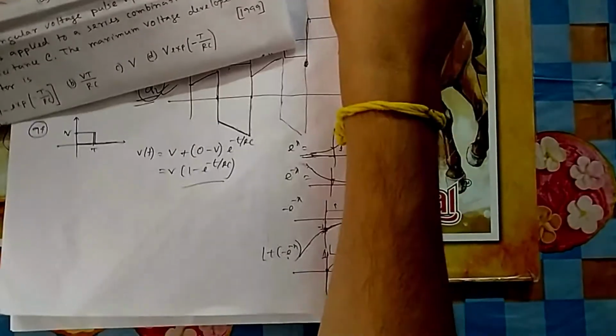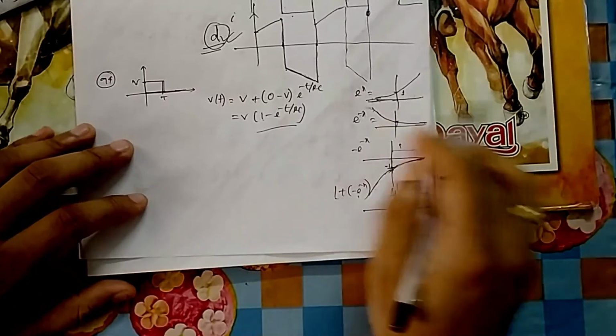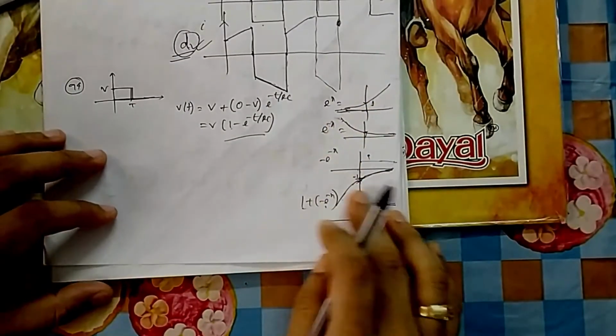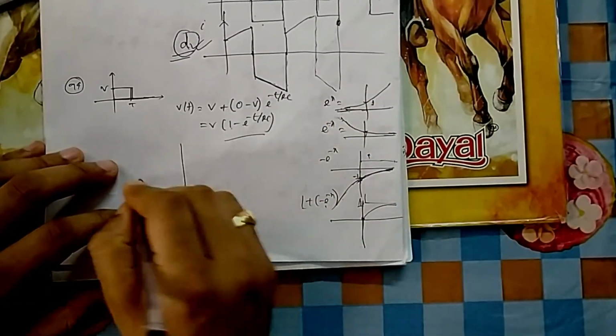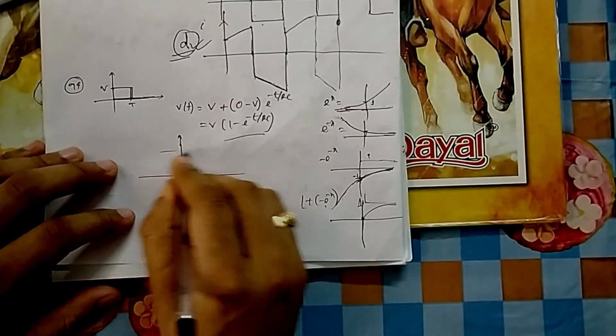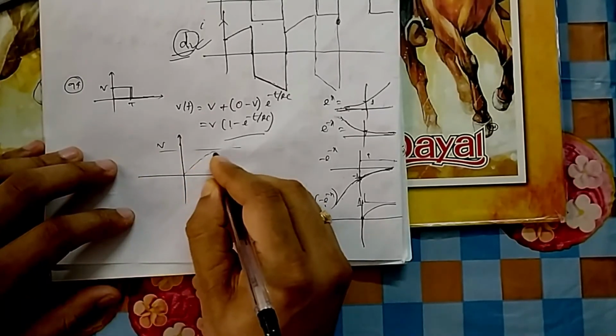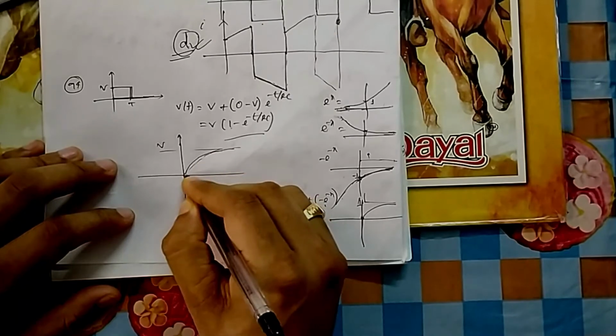That's why you should always remember this shape. You have already seen an RC circuit. Now mathematically also you can see how these graphs are coming. So you should be very clear how e to the power x, e to the power minus x, these graphs are coming. So this capacitor will get charged up to voltage V in this way.